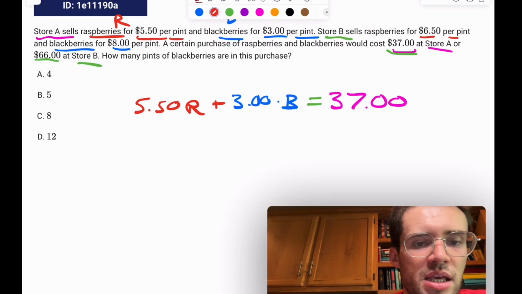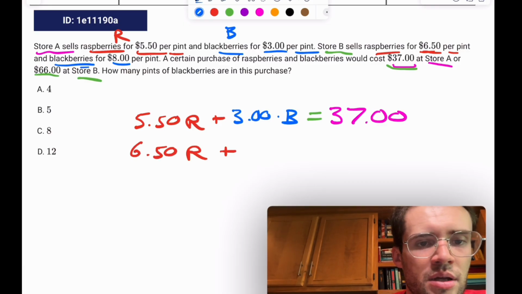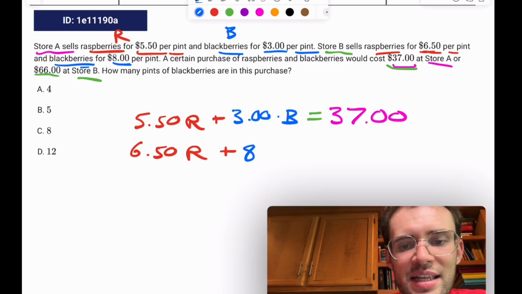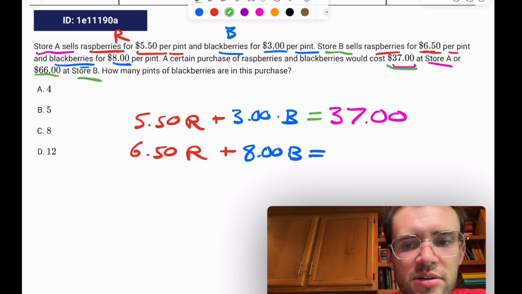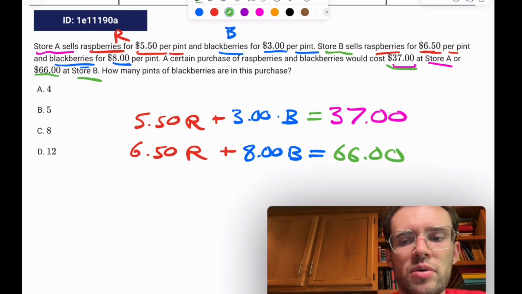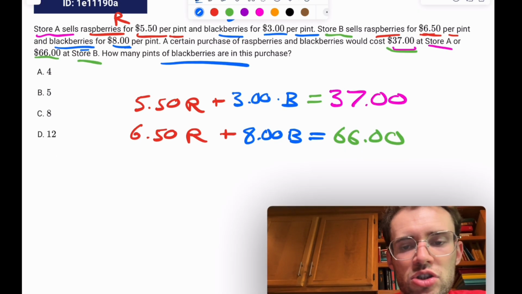For store B, it would be $6.50 times the number of pints of raspberries, so $6.50 times r, plus $8 per pint for blackberries, so 8 times b. You're really getting scammed at store B. And that would be $66 is the total. All right, so those are your two equations. Now we're trying to find how many pints of blackberries, so we're just trying to figure out what's b.